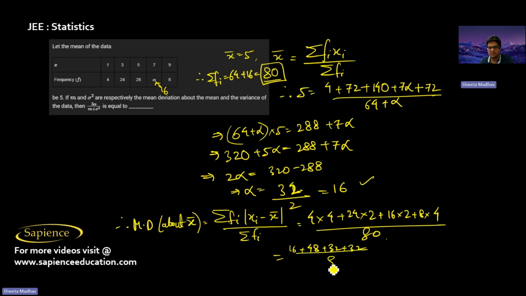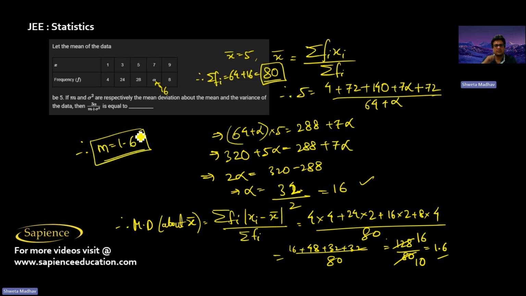32 divided by 80, so this will be 32 plus 32, that is 64, 64 plus 16, that is 80, 80 plus 48, that is 128, divided by 80. This is 1.6. The mean deviation about the mean is 1.6, therefore the above m is 1.6.